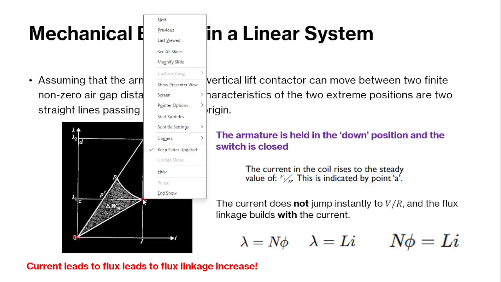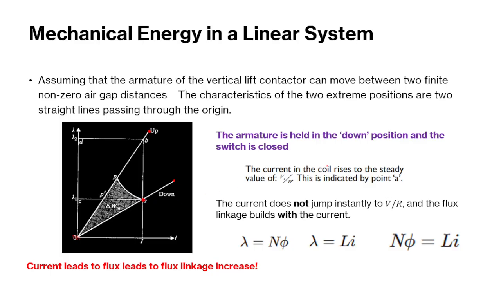So there's your starting point right here. The current rises steadily, not instantaneously, to V/R, and this is indicated by A here. The current does not jump instantly to V/R, and the flux linkage builds with the current, which is what I said. I can start here. If you increase I, you will be increasing your flux linkage. That's basically what I'm telling you.